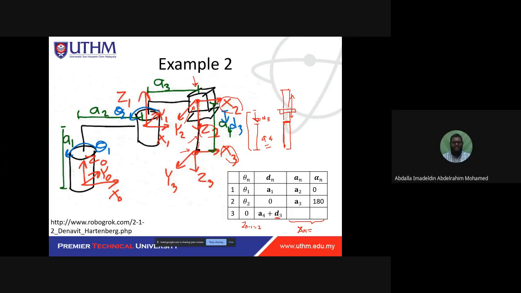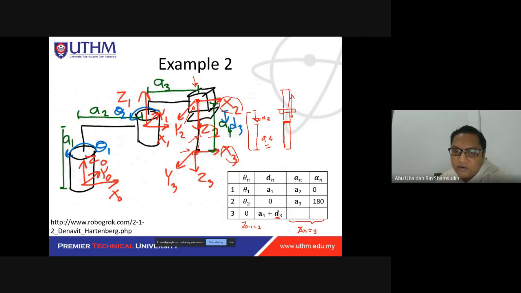Sorry, Xn here. Xn is equal to X3. I want to change my color here. For the first one, we want to move along the joint X3. Because these two points are parallel, you don't need to do any movement to make it the same, so this value will become 0. You don't need to move along axis X3, so these two points are already the same, right? Okay.